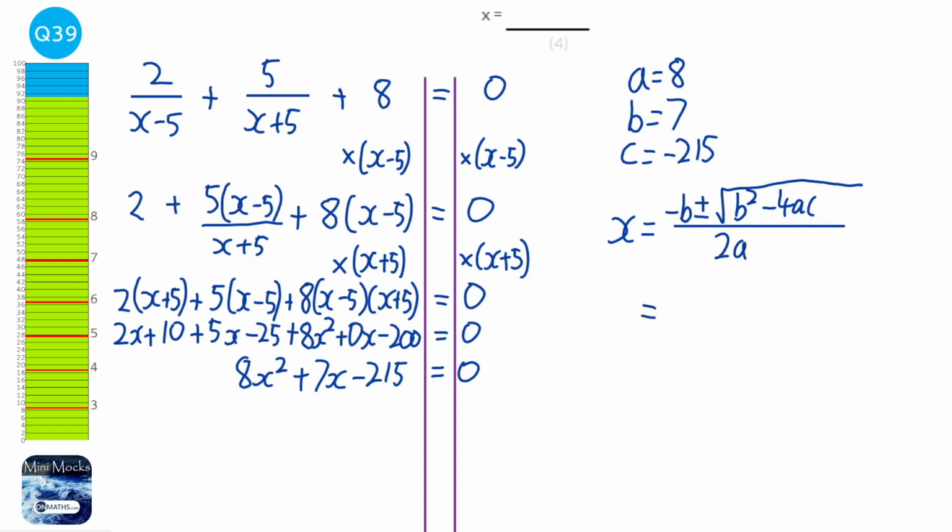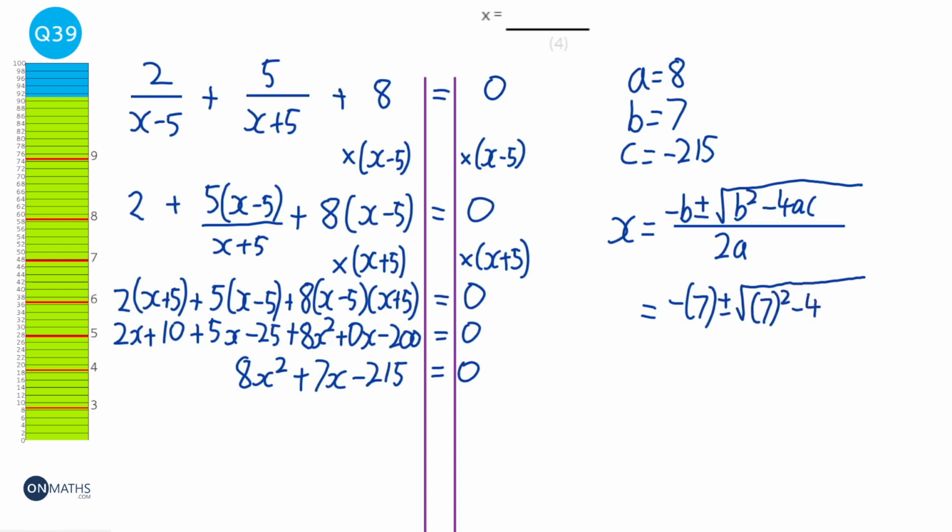So what we're going to type into our calculator will be minus bracket 7. Now I always put them into brackets. You don't need to with this when it's positive, but when it's negative it really does help.